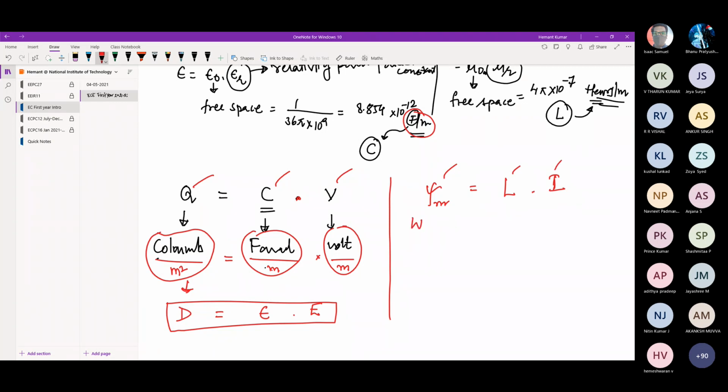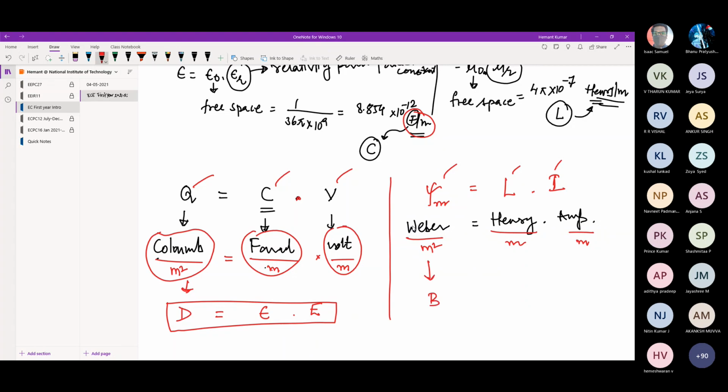So here the unit, what's the unit of magnetic flux? It's Weber, right? Here the unit is Henry. Here the unit is ampere, right? And now I will follow the same procedure: dividing by meter and meter on the right hand side, that is meter square, so it will be Weber per meter square. That's the density, magnetic flux density.